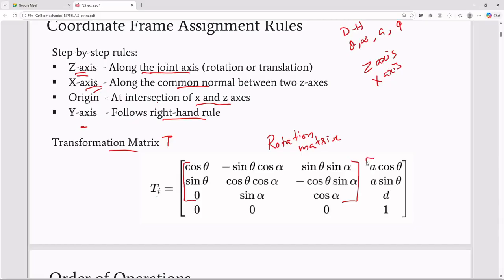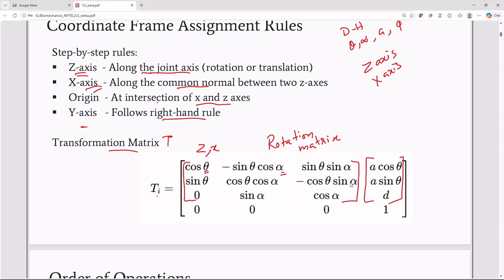And this is the translation one. Here, since there are only rotations about the z and x axis, only theta and alpha are here. So this is the split up of this transformation matrix.